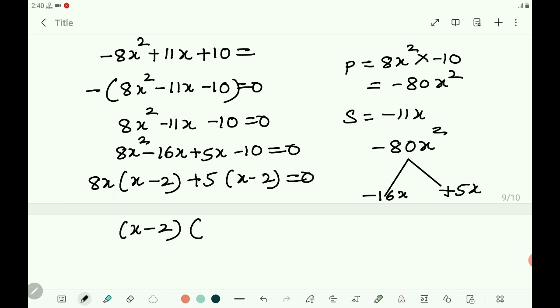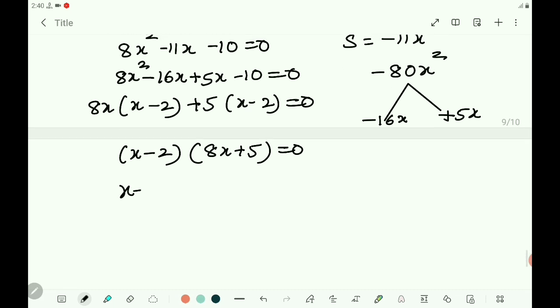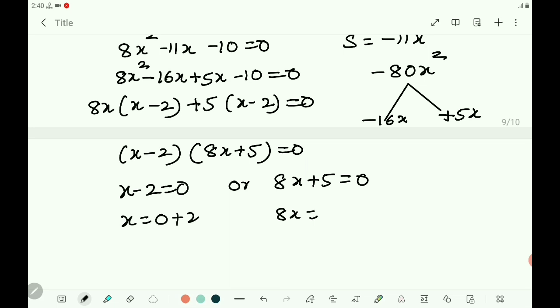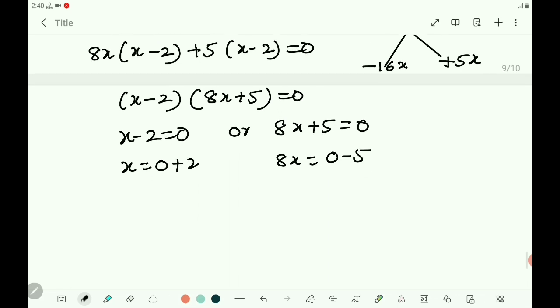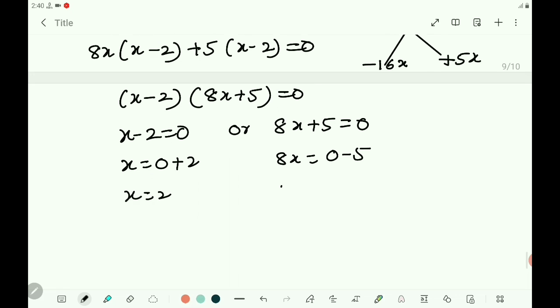Common factor is x minus 2 into 8x plus 5 equals 0. So x minus 2 equals 0 or 8x plus 5 equals 0. X equals 0 plus 2, or here 8x equals 0 minus 5. X equals 2. 8x equals minus 5, x equals minus 5 by 8.